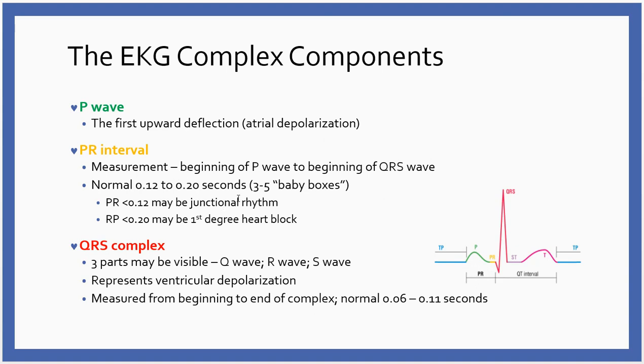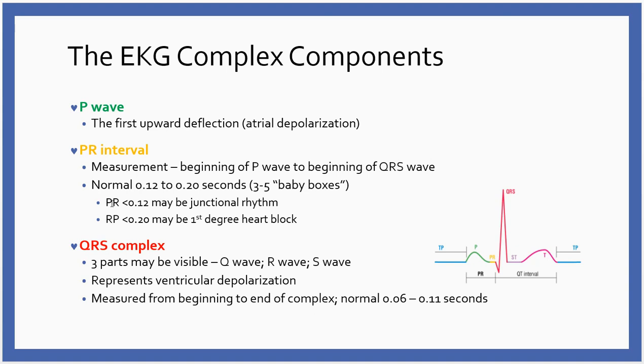What happens if it's too short? What happens if I measure the PR interval and it's 0.10, so it's only 2.5 baby boxes? Well, that tells me the impulse did not come from the SA node. It came from something a little bit closer to that AV nodal area. And so that means that that junctional tissue probably is what had to fire off. And so it's probably a junctional rhythm.